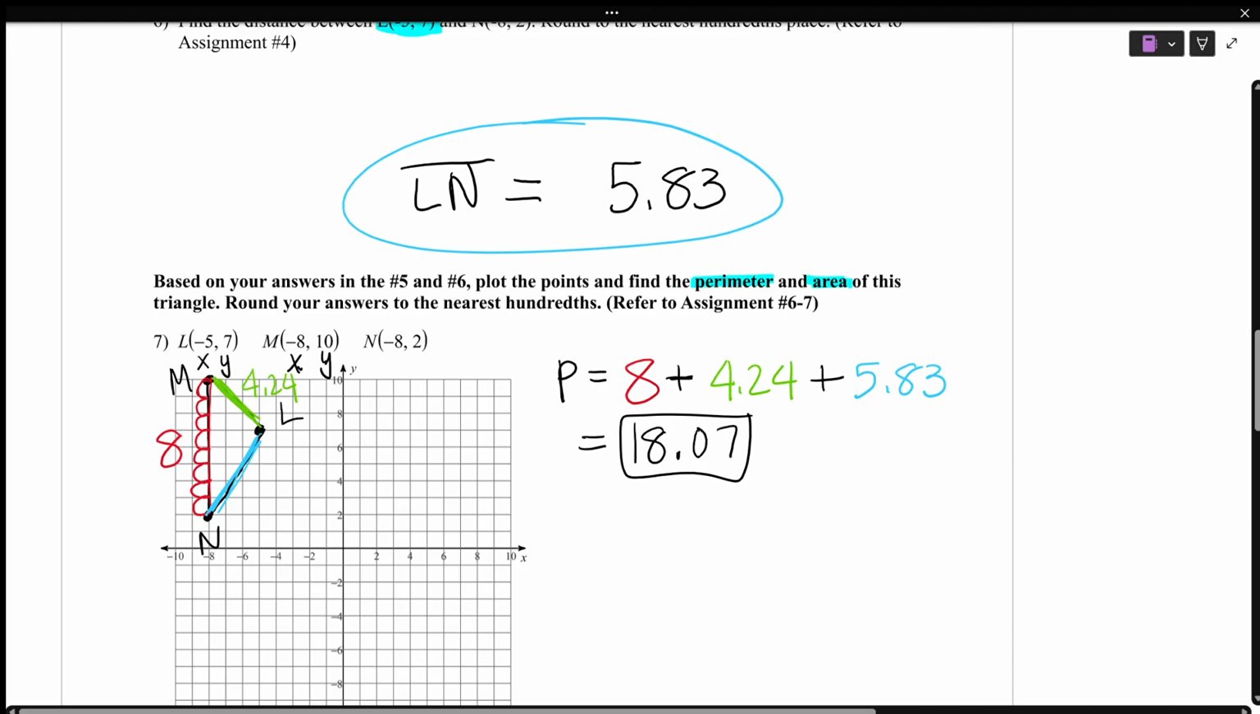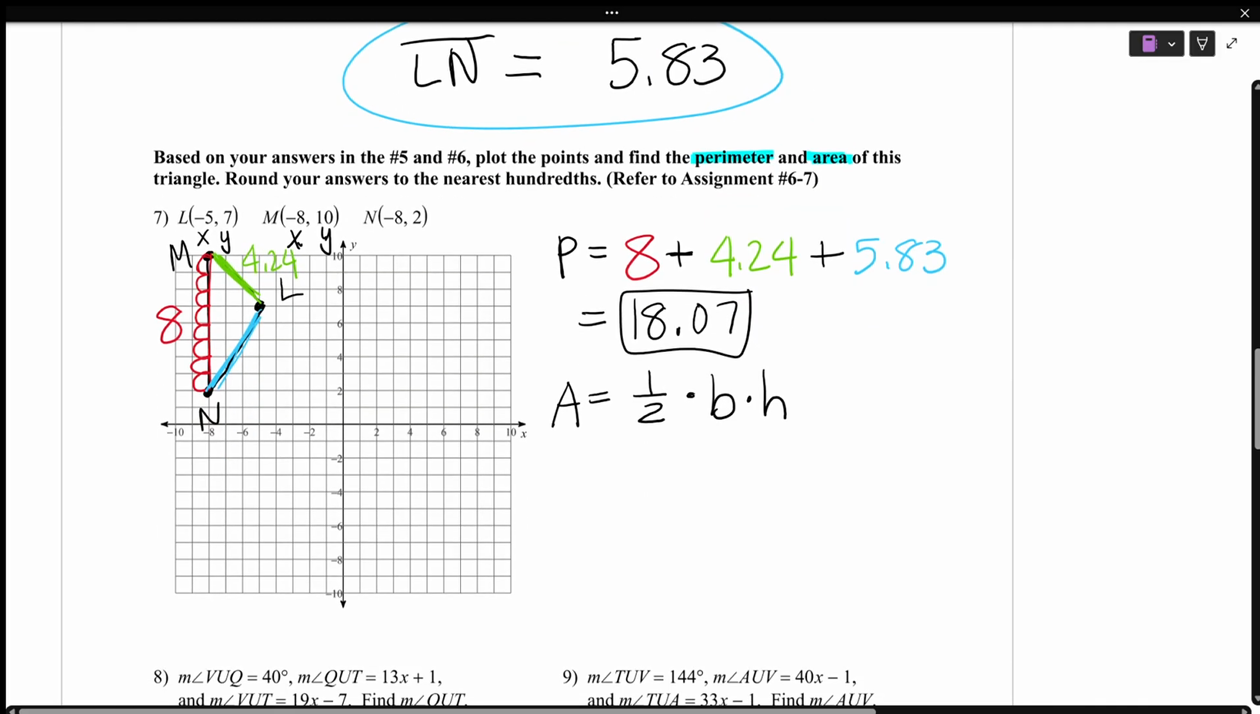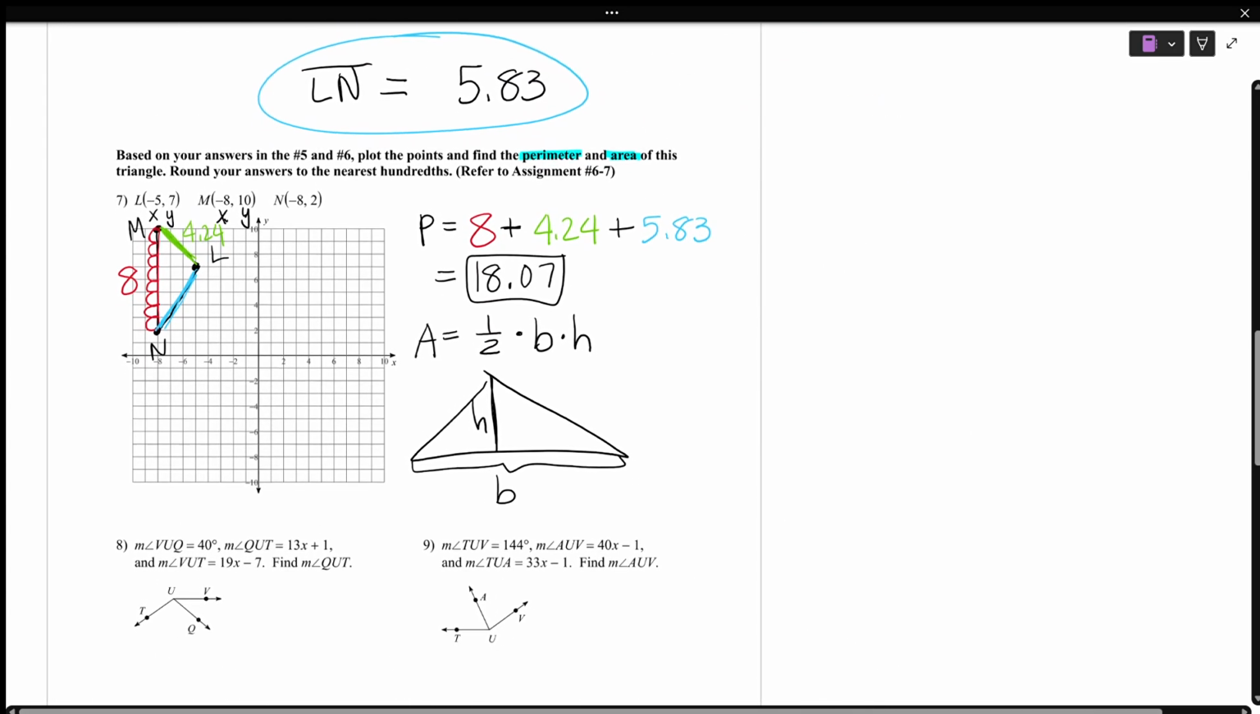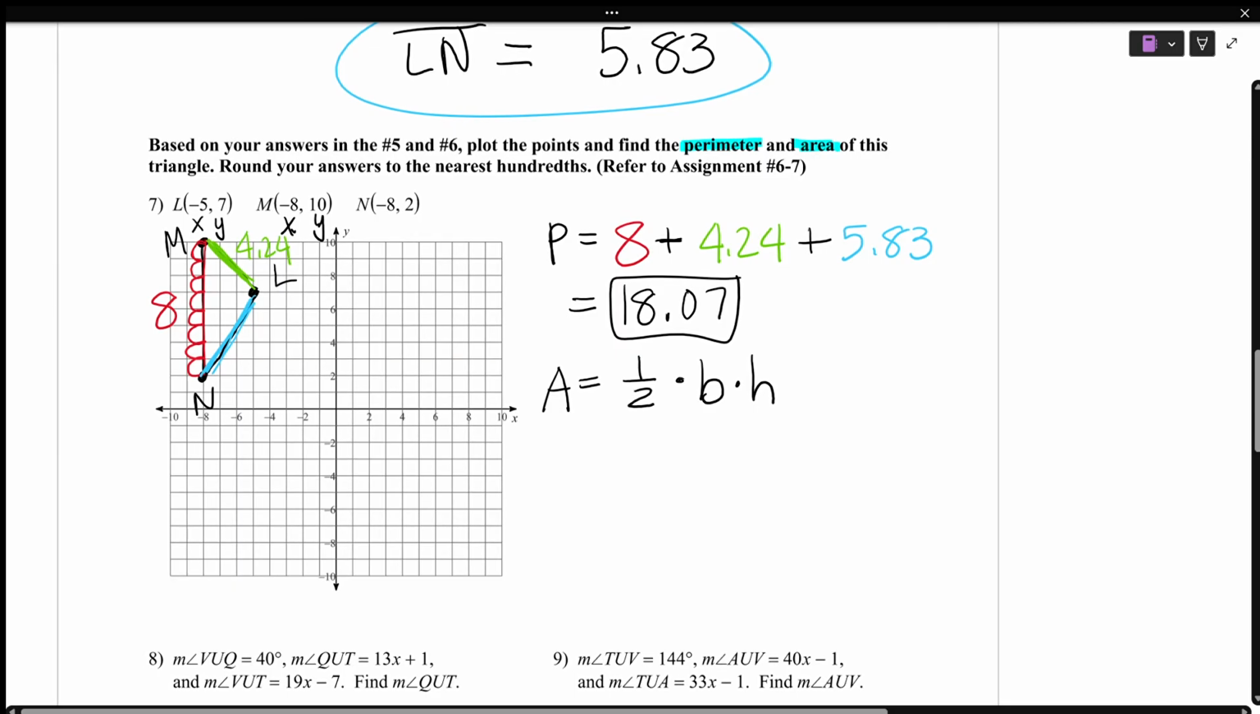Okay. But how about the area? There's a specific formula for the area of a triangle, which is 1/2 times base times height. But it's important to figure out what your base and your height are. In our notes, we have that this side would be the height and this side would be the base. But when we look at our triangle, it's kind of flipped. So the 8 would be our base, right? So our base is going to be 8.